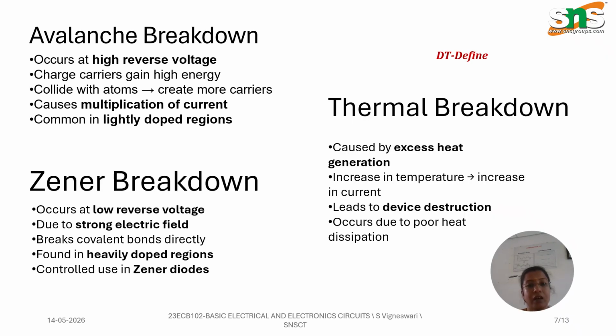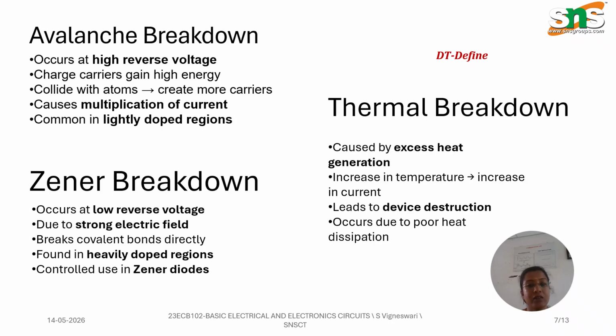Avalanche breakdown occurs when the reverse voltage becomes very high and, due to the strong electric field, the charge carriers gain high kinetic energy. These carriers collide with the atoms and new electron hole pairs are generated. This repeated process causes multiplication of the current, and that is why it is called avalanche breakdown. This type is common in lightly doped semiconductor regions.